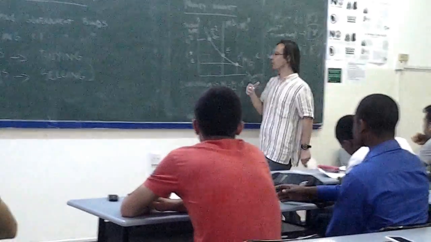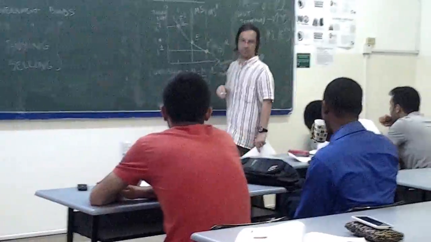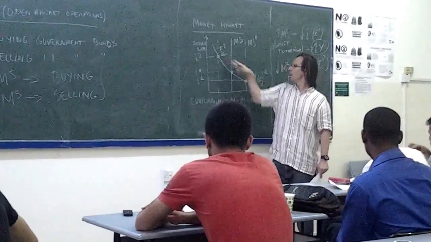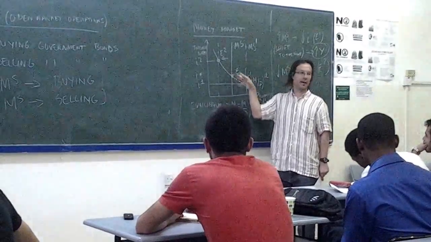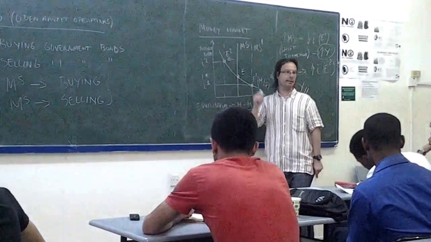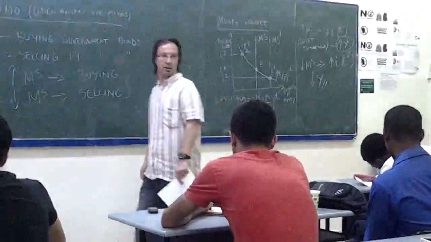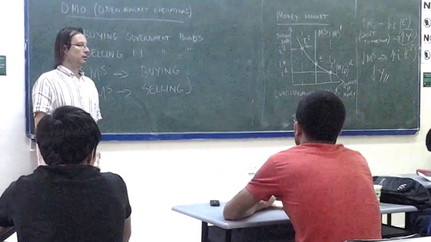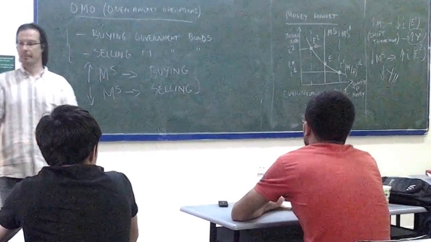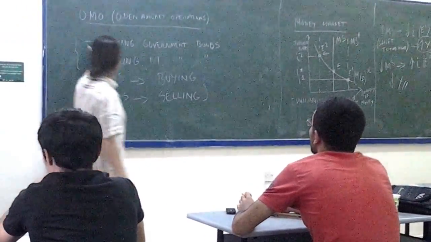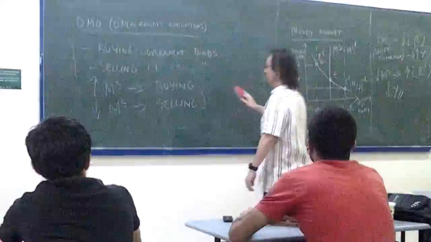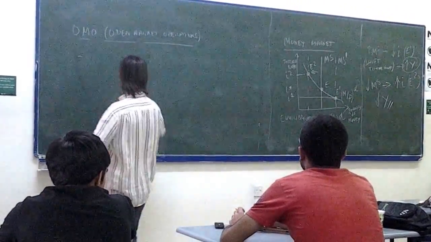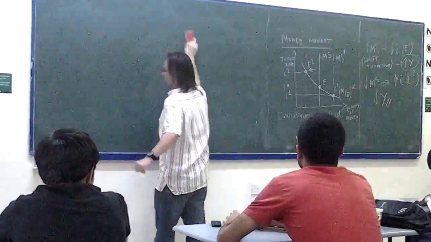Why do you think this is? That's to brush up your knowledge about previous chapters. Why is there a negative relationship between the interest rate and money demand? What is the interpretation of the interest rate? How much money you have to give back once you borrow money? I will write down here: what is the interpretation of the interest rate? The basic concept.